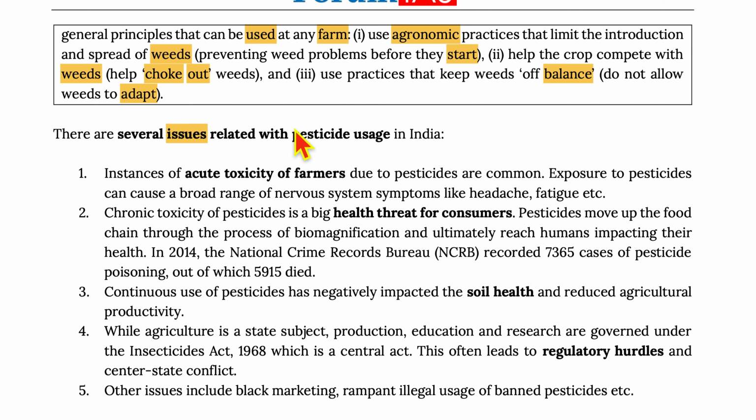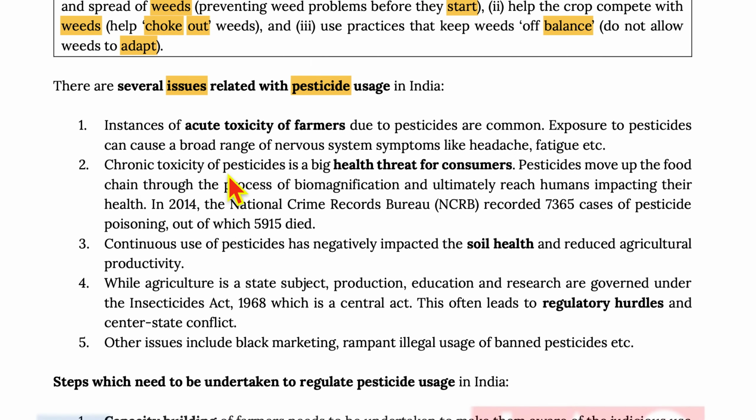There are several issues with pesticide usage in India. Instances of acute toxicity of farmers due to pesticides are common. Exposure to pesticides can cause a broad range of nervous system symptoms like headaches, fatigue, etc. Chronic toxicity of pesticides is a big health threat for consumers. Pesticides move up the food chain through the process of biomagnification and ultimately reach humans, impacting their health. In 2014, the National Crime Records Bureau recorded 7,365 cases of pesticide poisoning, out of which 5,915 died. Continuous use of pesticides has negatively impacted soil health and reduced agricultural productivity.